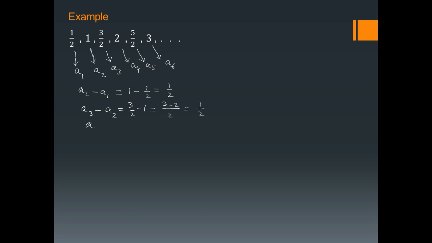Now the fourth term minus the third term. 2 minus 3 by 2. The answer is 1 by 2. So the difference is constant in each case. This means D is 1 by 2, and this given sequence is an arithmetic sequence.